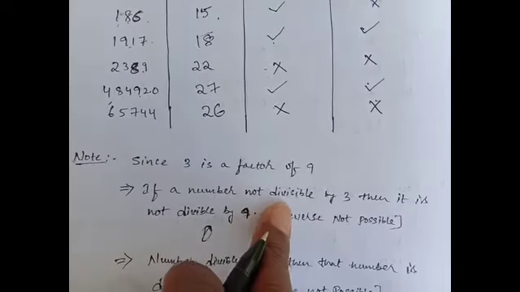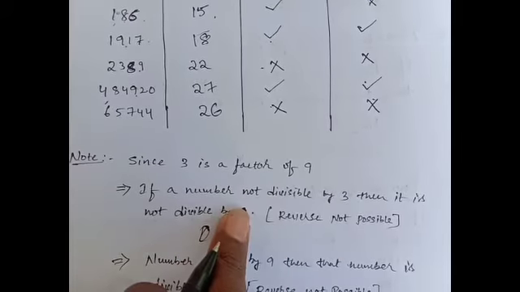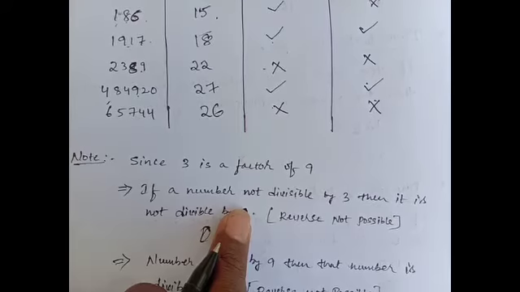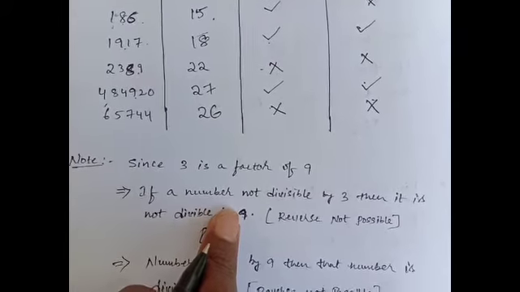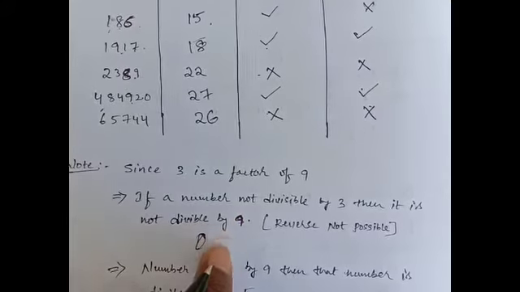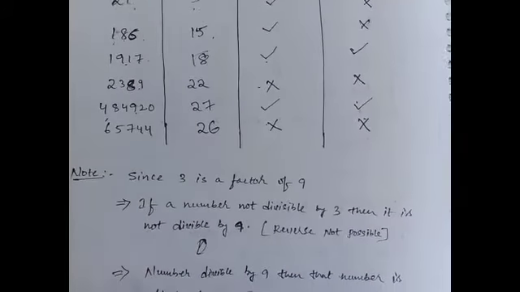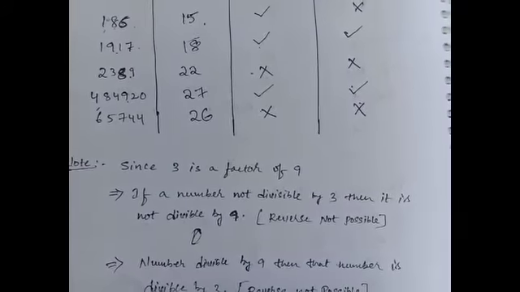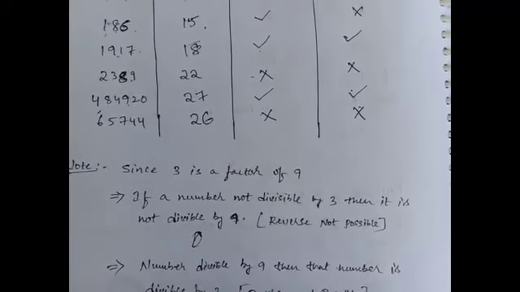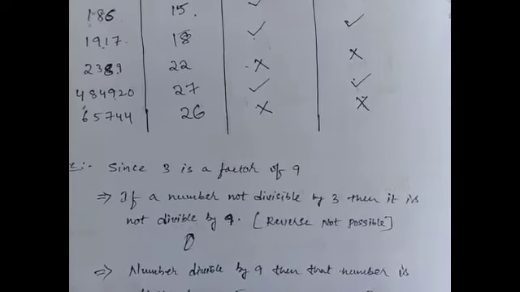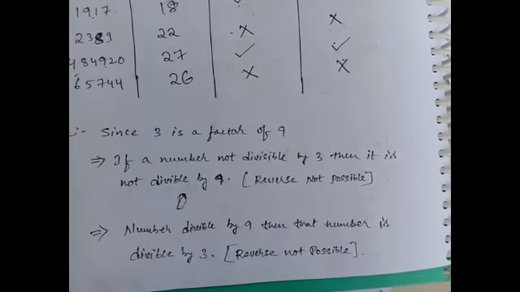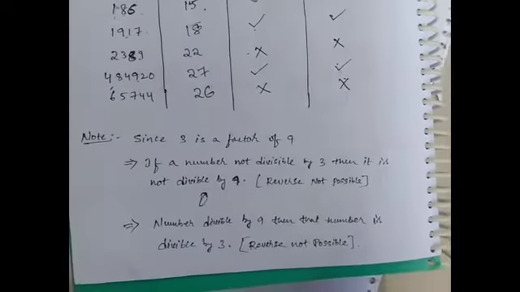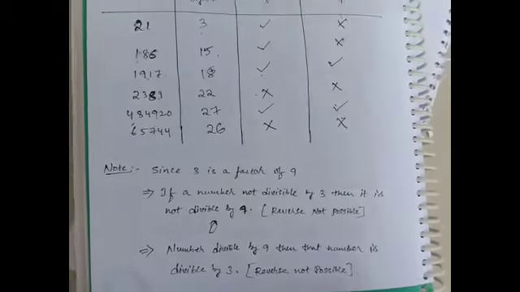But the reversal is not possible. It means if a number is divisible by 9, it is also divisible by 3, and if a number is not divisible by 9, it doesn't mean that it is not divisible by 3. But if a number is divisible by 3, it need not be divisible by 9, and if a number is not divisible by 3, then it will not be divisible by 9. So this is the point we have to note down in the rule of divisibility test.